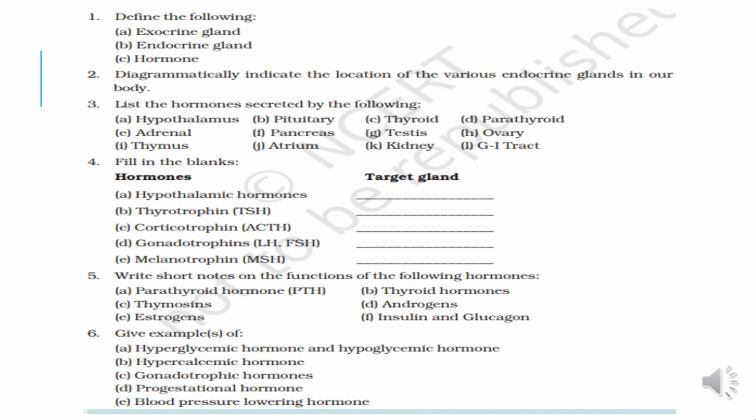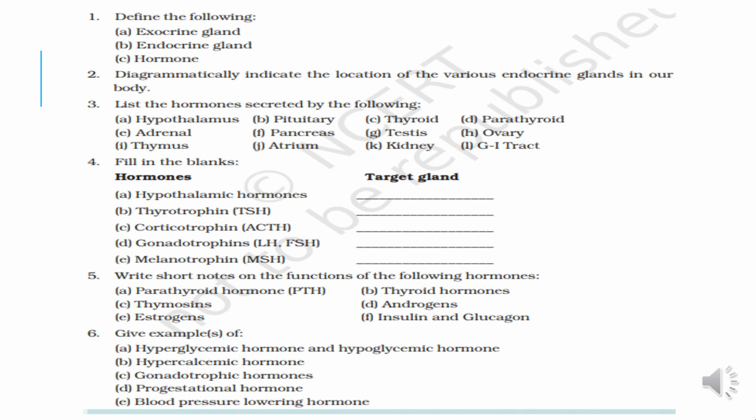Fill in the blanks. So hormones, then target gland is there. Hypothalamic hormones, target gland is pituitary. Then thyrotrophin, the target gland is thyroid. Corticotrophin, then adrenal cortex is there. Then gonadotrophin, it's gonads, testes in males and ovaries in females, and melanotrophic, that's skin. So you can all do this very well.